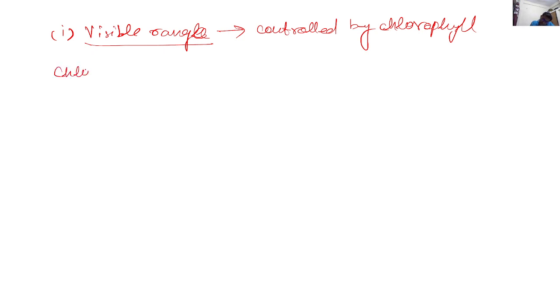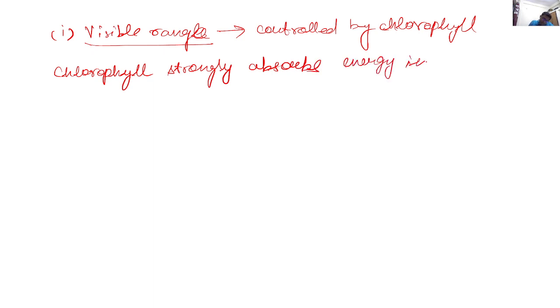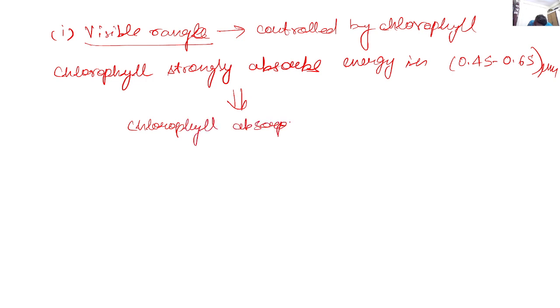These chlorophyll pigments strongly absorb energy in the 0.45 to 0.65 micrometer range, which we technically call the chlorophyll absorption band. Now, what happens if vegetation is under stress?